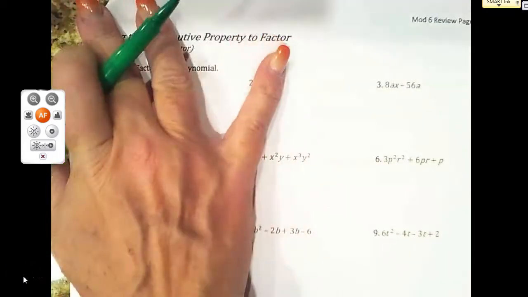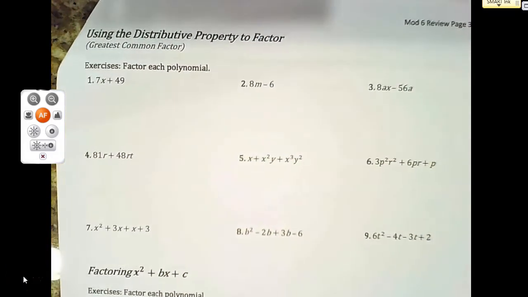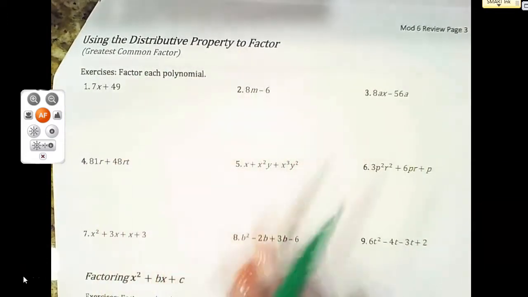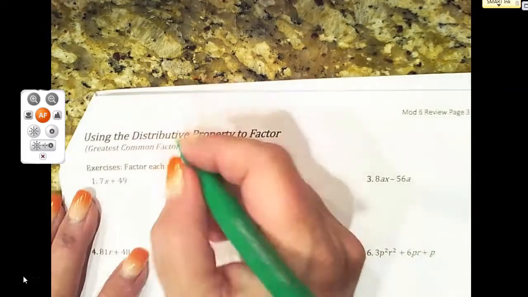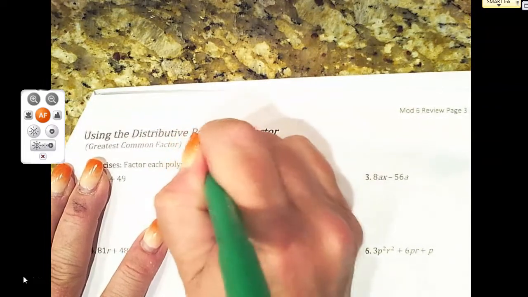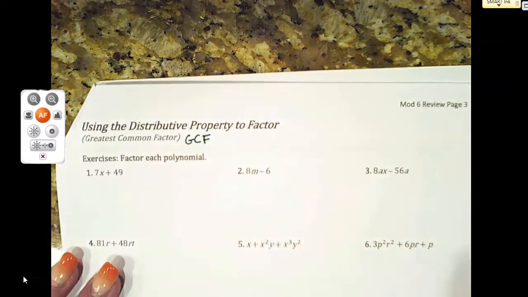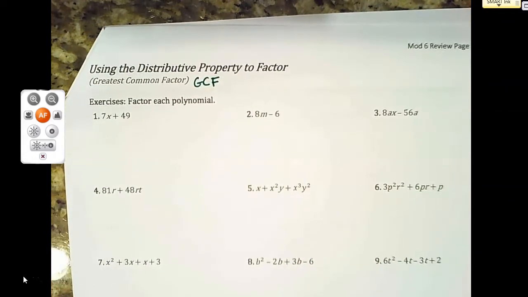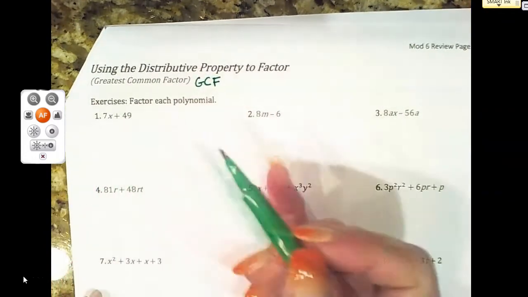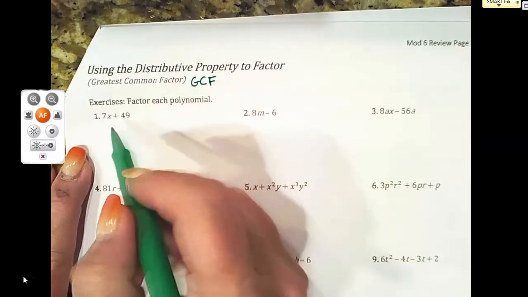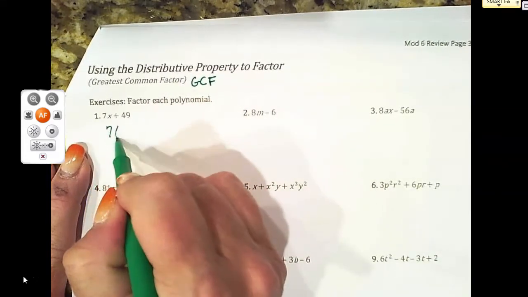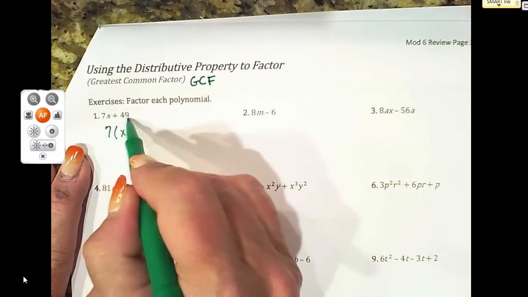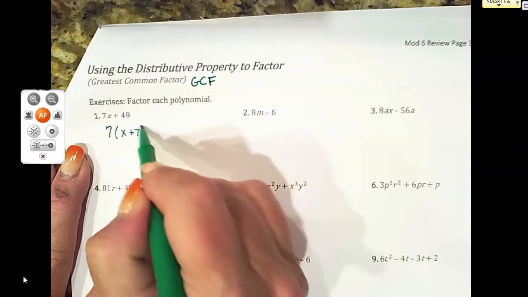Here we are at part 2 of the Module 6 chapter review, and our next section is using the distributive property to factor, and we've always called that factoring out a GCF. So you're going to look at the biggest thing that's common to both terms in the binomial. So for number 1, we would factor out a 7, and 7x divided by 7 would be x, and 49 divided by 7 would be 7.